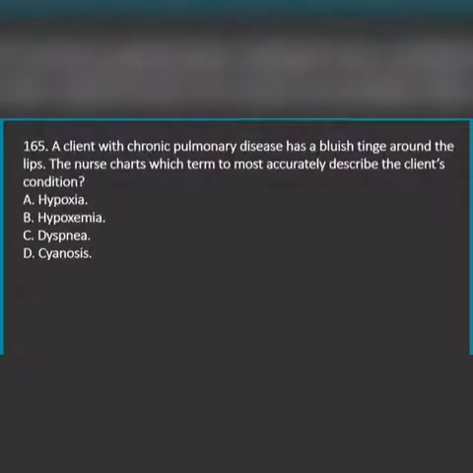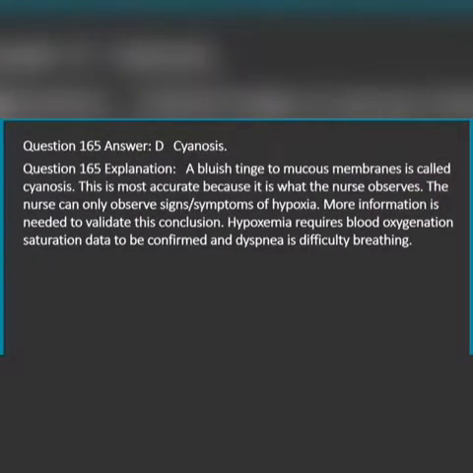Question 165. A client with chronic pulmonary disease has a bluish tinge around the lips. The nurse charts which term to most accurately describe the client's condition? A. Hypoxia. B. Hypoxemia. C. Dyspnea. D. Cyanosis. Question 165. Answer: D. Cyanosis.